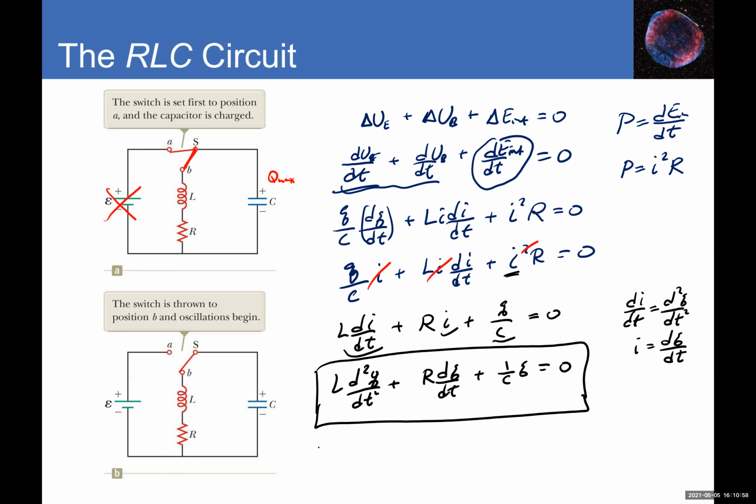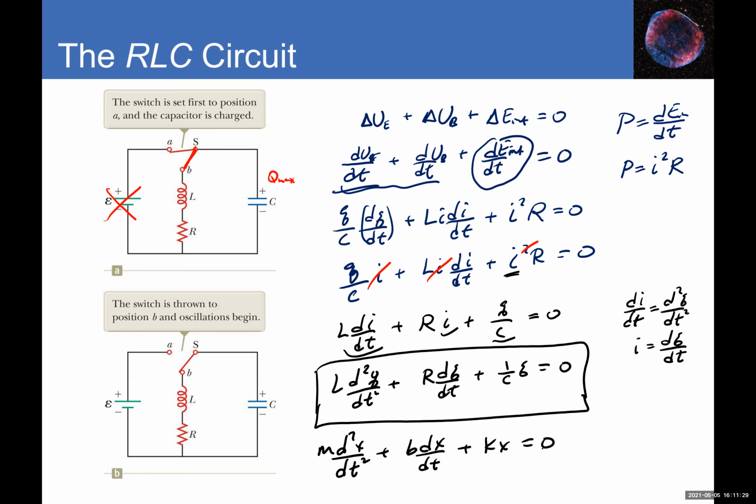So for example, if I have m d squared x/dt squared plus b dx/dt plus kx equals 0, this equation is for the damped simple harmonic motion. And we have studied this before when we looked at waves, so you would have studied this in the previous class.